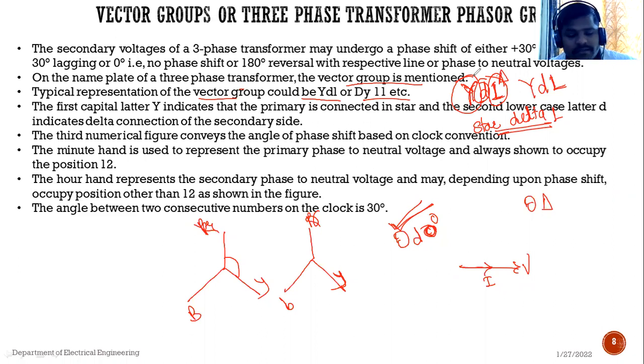The angle between HV winding and LV winding, the angle between the high voltage winding and the low voltage winding, it can be understood by using a clock method. Okay, so in case of clock method, the minute hand is used to represent the primary phase to the neutral voltage and always shown to occupy the position 12. See, clock method काय आहे लक्षात घ्या.